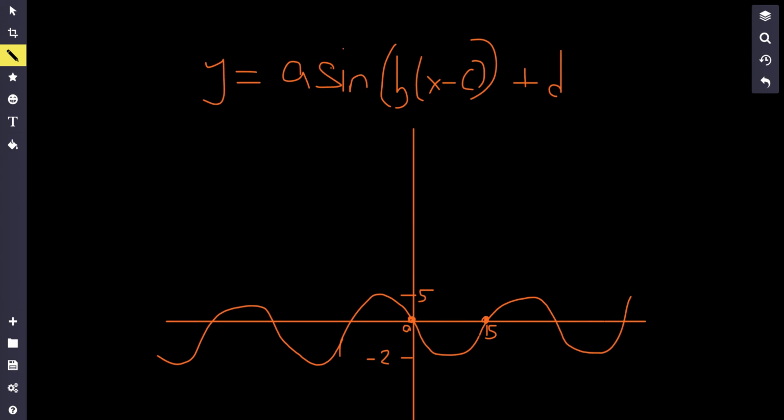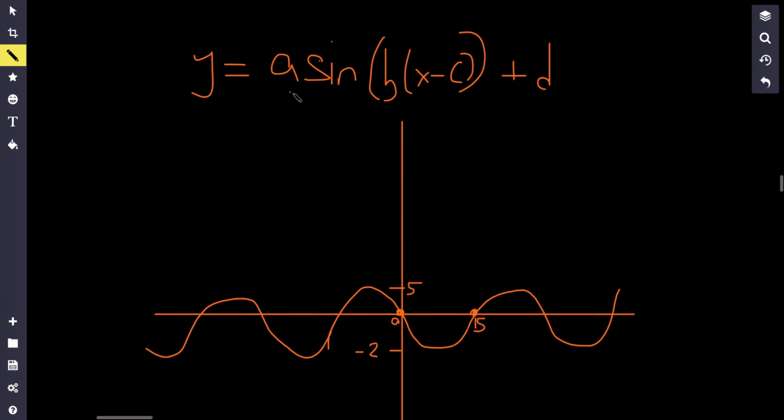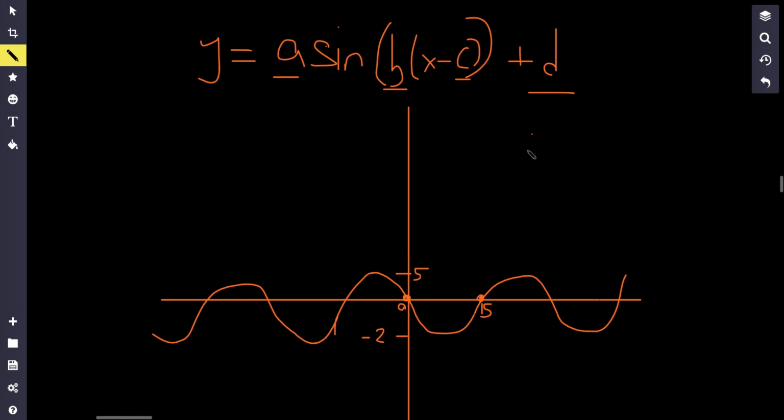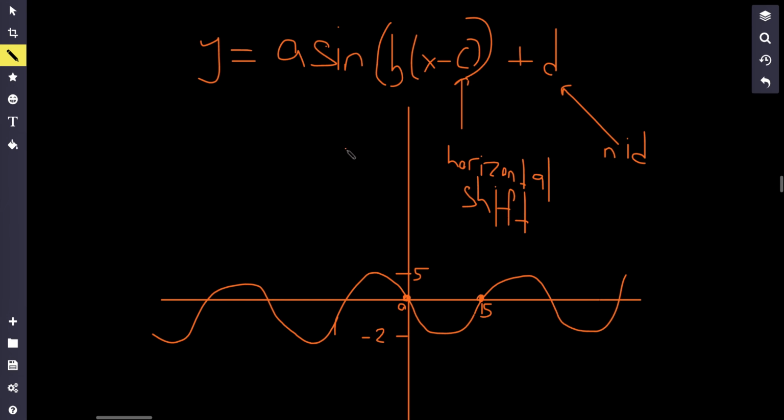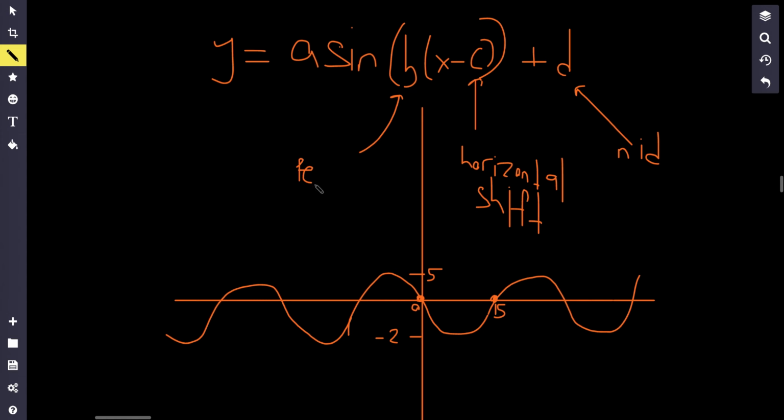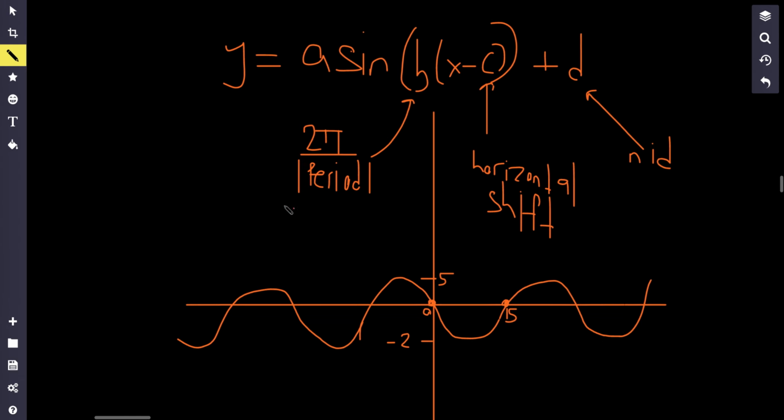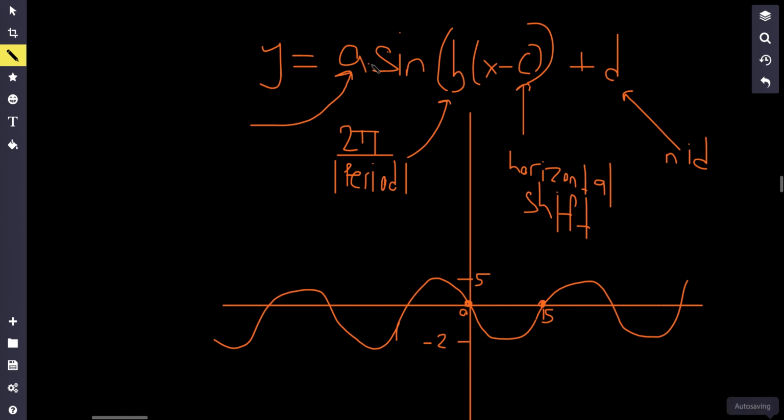All right, so based on this equation, how can we find out the values of A, B, C, and D from the graph? What you've got to remember is that D represents the midline. C represents the horizontal shift. B represents your period. B is equal to 2 pi divided by the absolute value of your period. And finally, A, the part in front of the sine, is going to be equal to the amplitude.